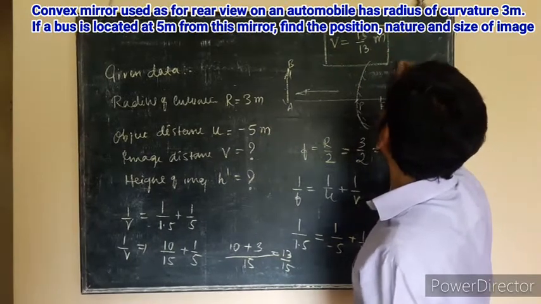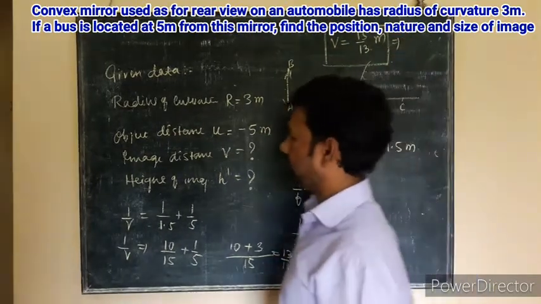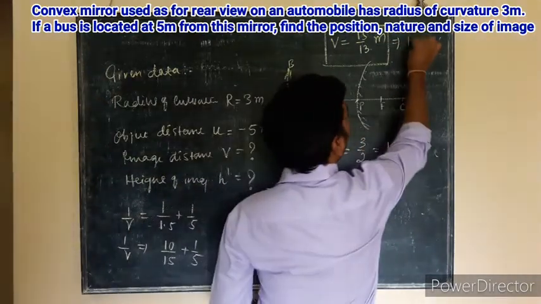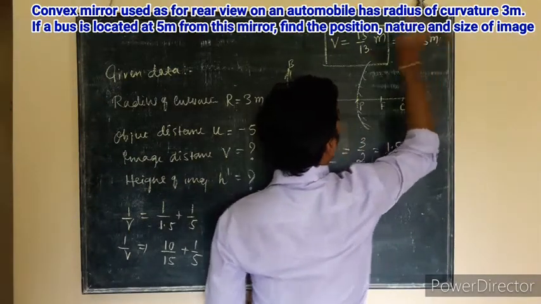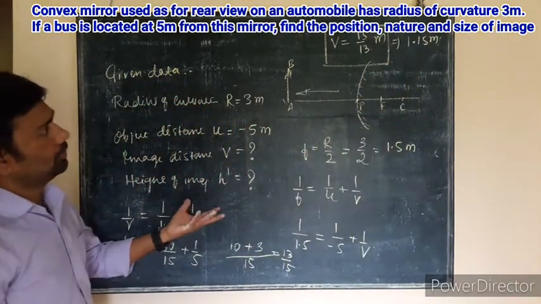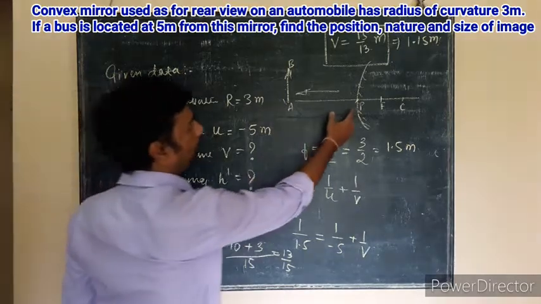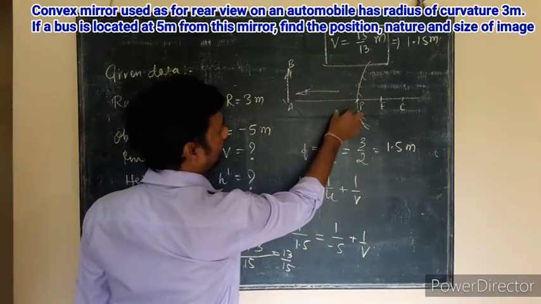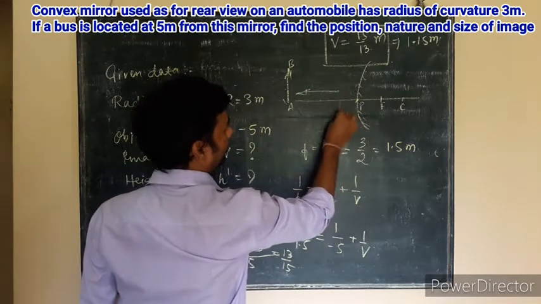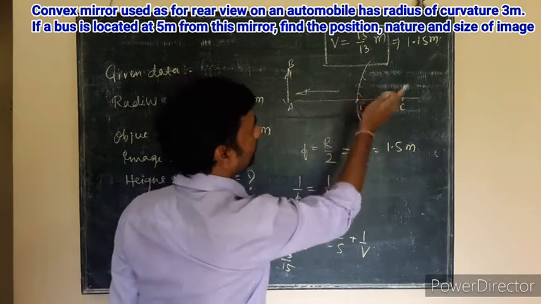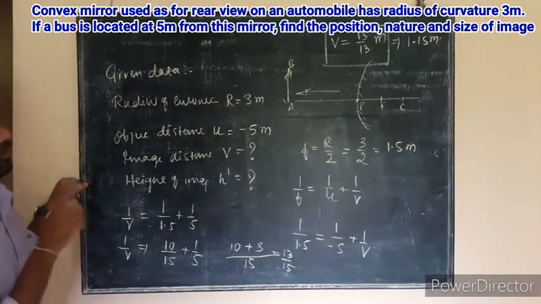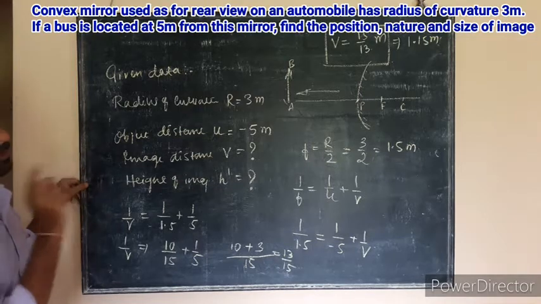Or if you want, you can convert it in terms of a decimal. So you can write it down, that is 1.15 meter. So you got the image distance. The image is formed 1.15 meter from the pole. So it may be here. Image may be formed here. Anyway, you can consider the image will be at 1.15 and it is taken as positive. So the image will be formed at 1.15 meter.